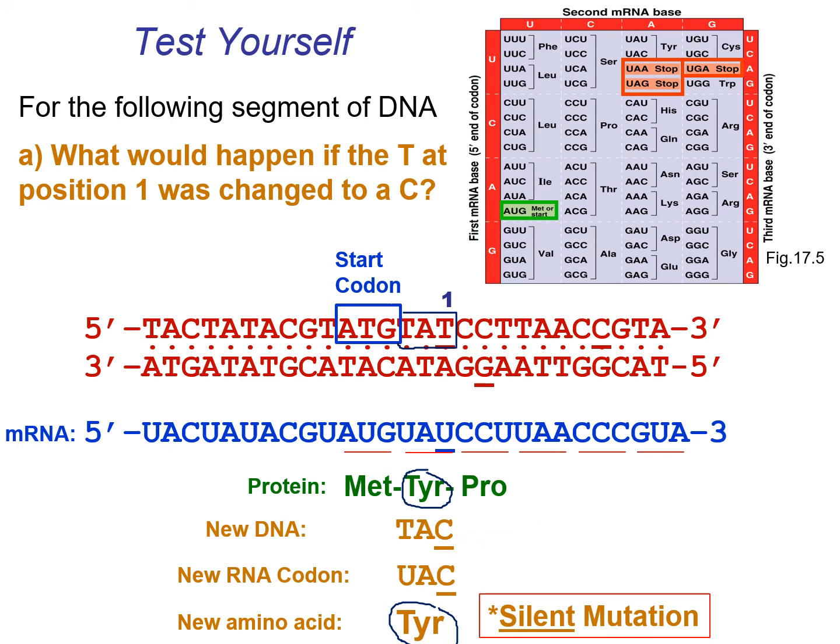You need to give the full answer and say that we have a new amino acid or an unchanged amino acid and what it's going to be, and also give the correct terminology. Say that this is a silent mutation. Let's take a look at part B.